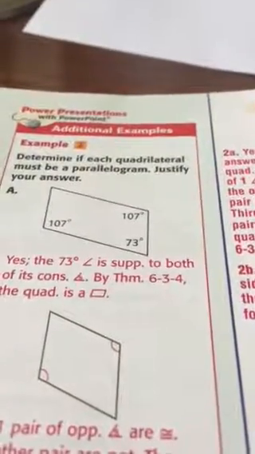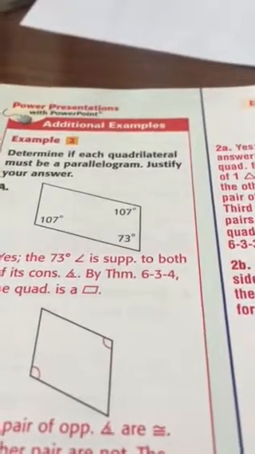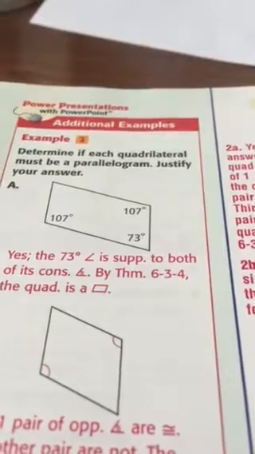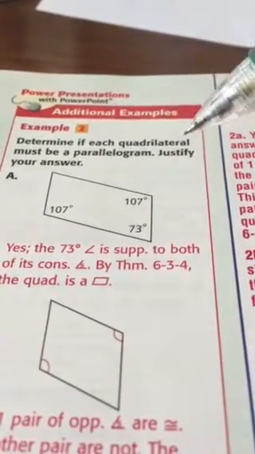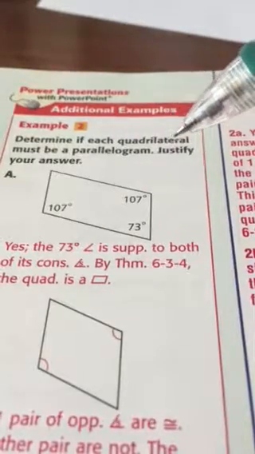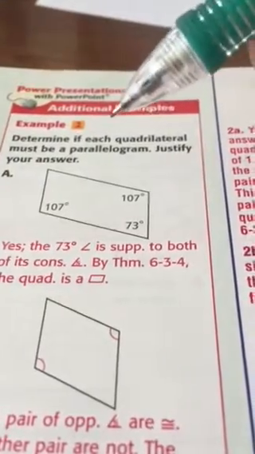This is video number 3, and we are looking at lesson 6-3 at the moment, conditions for parallelograms. So let's go through, I think, about 6 quick problems. Determine if each quadrilateral must be a parallelogram. Justify your answer. So, of course, you can see the answers as we go, but let's talk through it anyway.